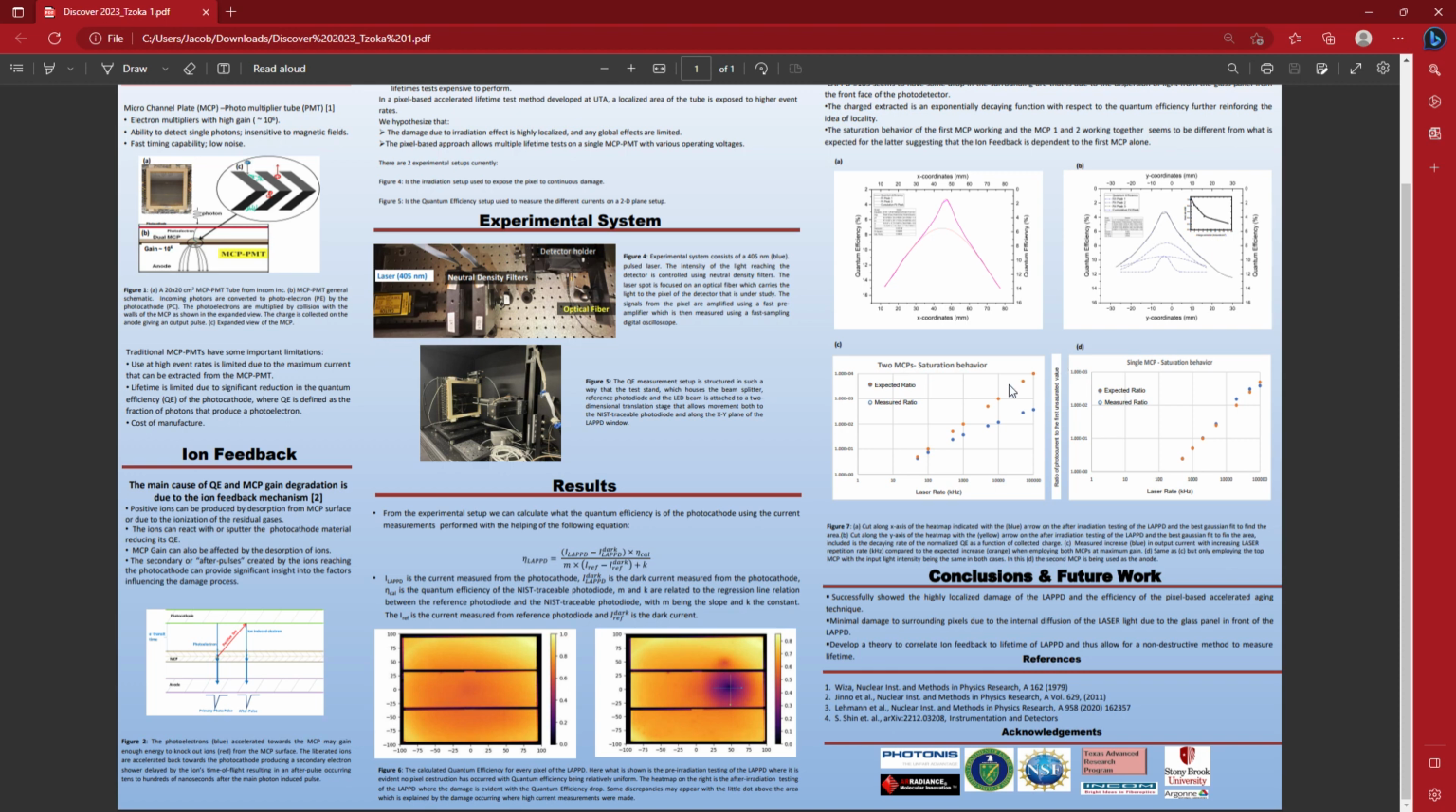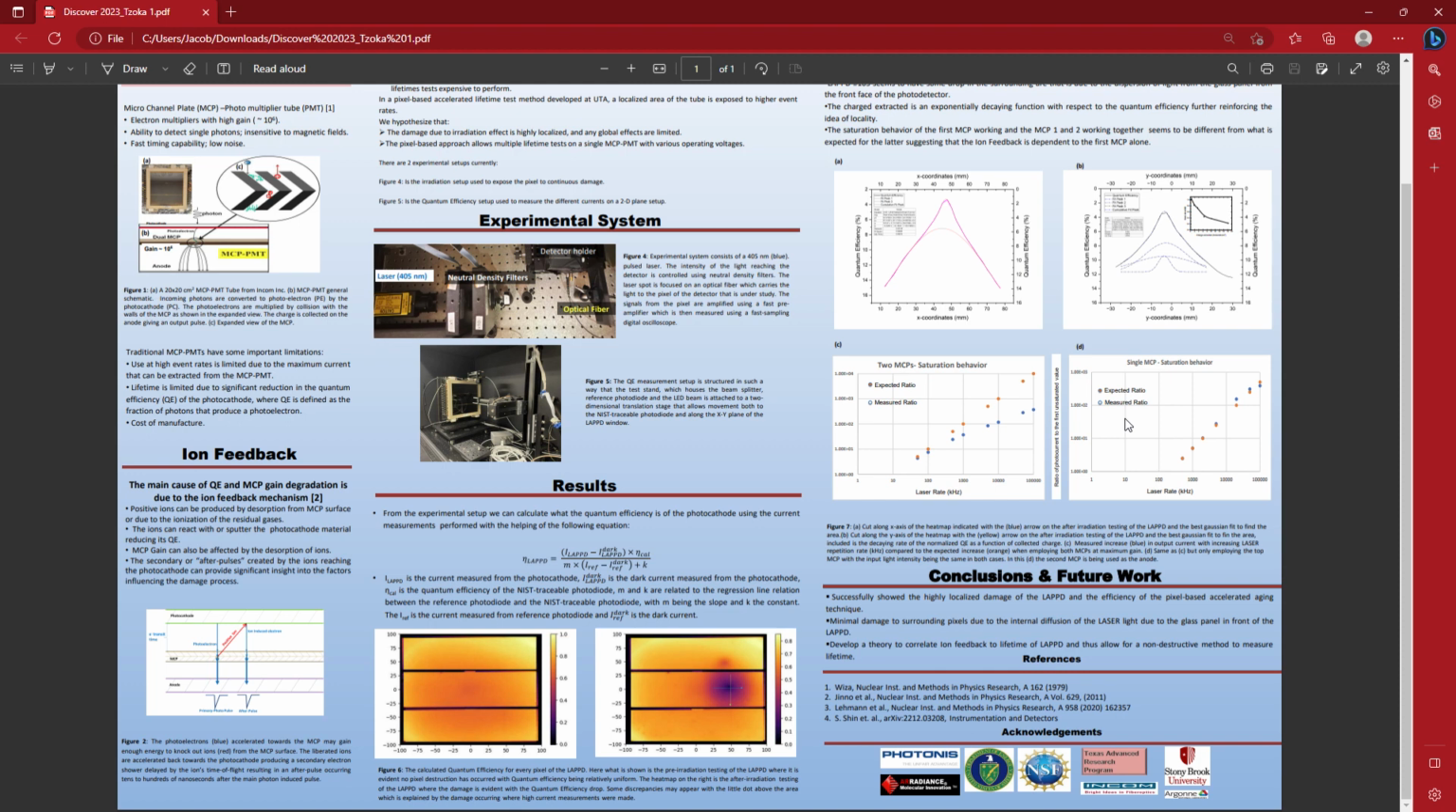Here we can see the saturation behavior of the MCPs. This is the 2 MCP saturation behavior. As we can see, the expected ratio is much higher than the measured ratio, while the expected ratio and the measured ratio for the single MCP behavior are the same, which means that there is a saturation. There is a higher saturation when there are 2 MCPs than when there is a single MCP, which means that there is dependence of the afterpulse rate only on the first MCP and not the second MCP. So that's how the ion feedback is only dependent on the first MCP.